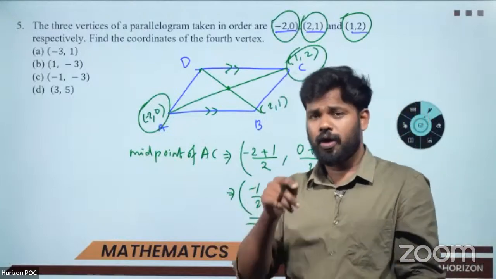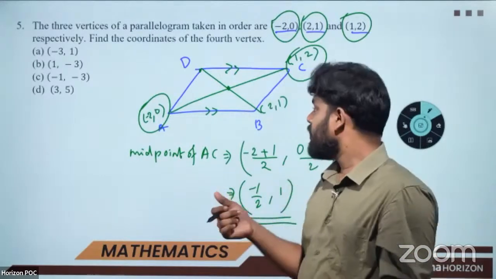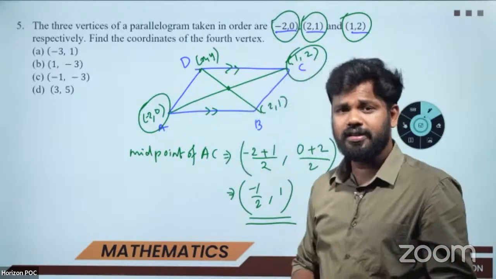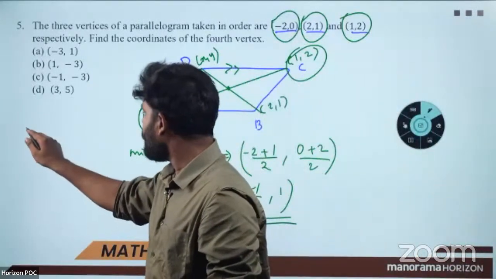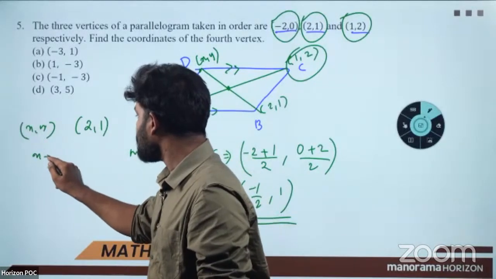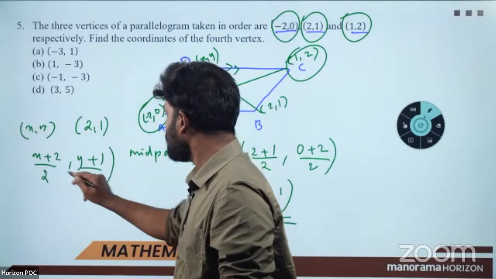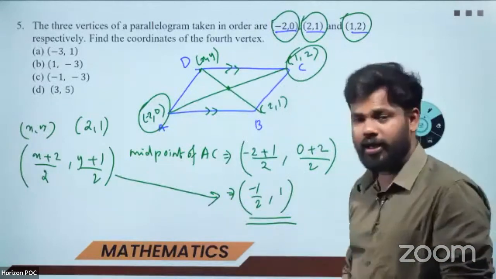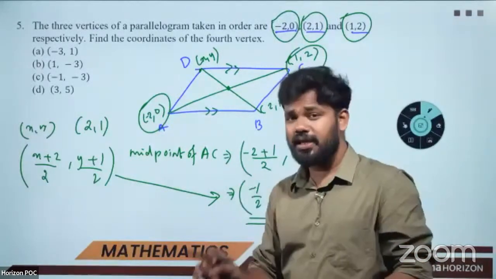Now, since it is a parallelogram, the other diagonal will also have the same midpoint. That is, BD will also have the same midpoint. I don't know what D is here, so I'm taking its coordinates as x, y. With x, y and 2, 1, the midpoint will be x plus 2 by 2 and y plus 1 by 2. This will be the midpoint of BD. Are these two midpoints at the same position? Yes, because the diagonals always bisect each other in a parallelogram.